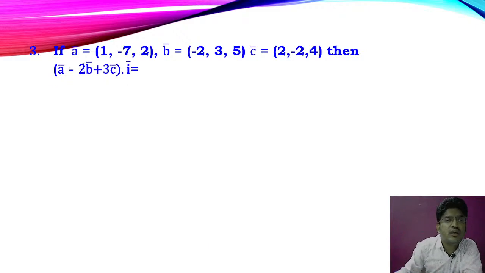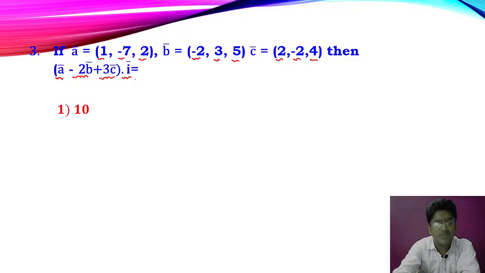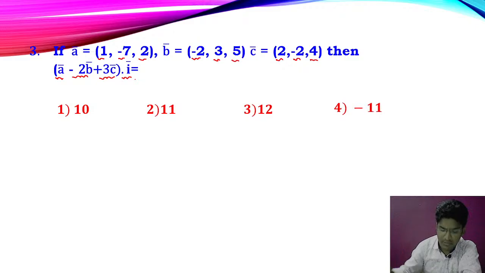If vector A has 1, -7, 2 as the components of i cap, j cap, k cap, vector B has -2, 3 and 5 as the components of i cap, j cap, k cap, and vector C has 2, -2 and 4 as the components of i cap, j cap, k cap, then vector A - 2 times vector B + 3 times vector C dot vector i is equal to what? They are asking. First option 10, second option 11, third option 12, and fourth option -11.